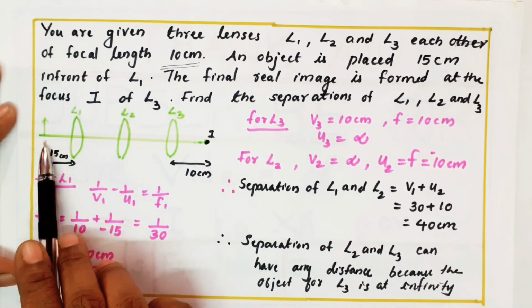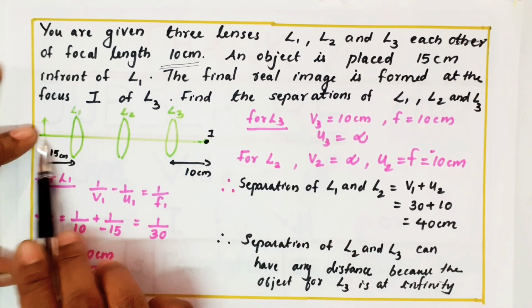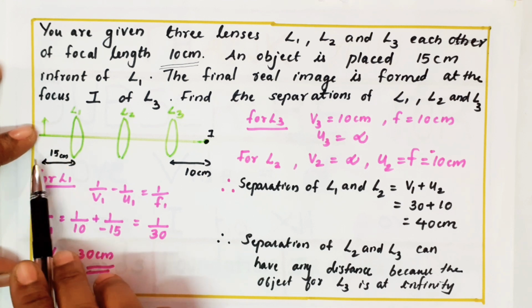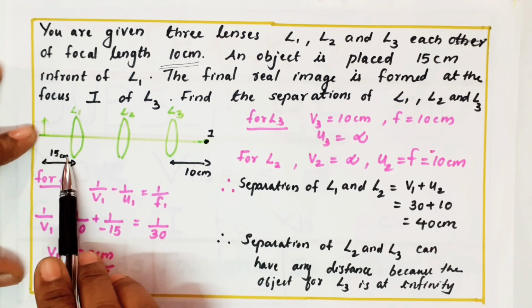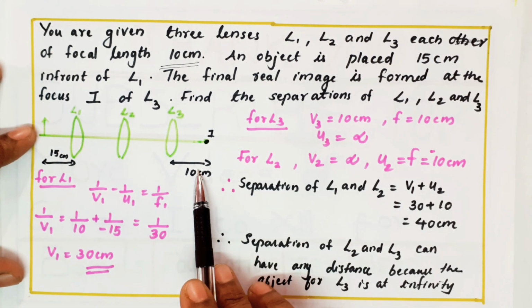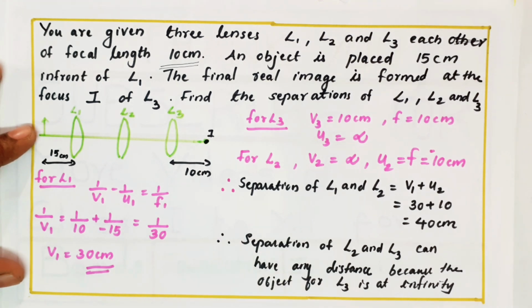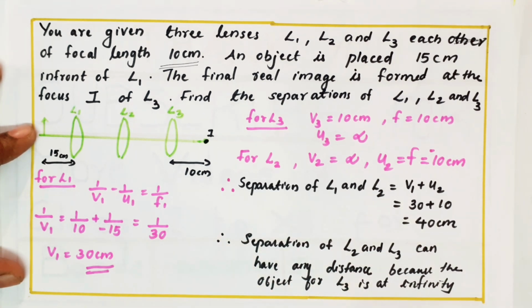An object is placed here in front of the first lens, at a distance of 15 centimeter. They told you are getting an image here at focus. So from this, a lot of things you have to correlate. In the first video I told you to do all the ray diagrams. For this type of question you should have an idea.